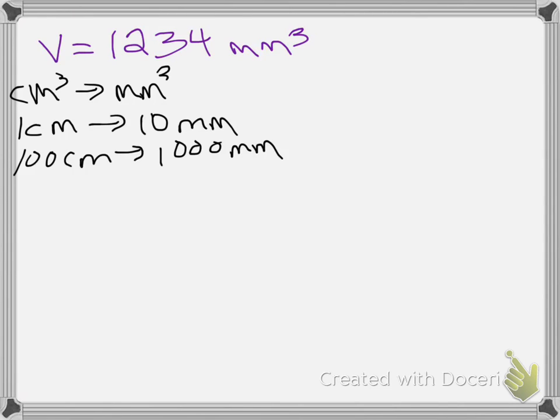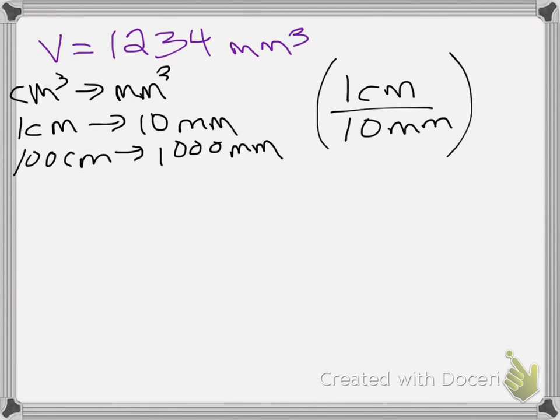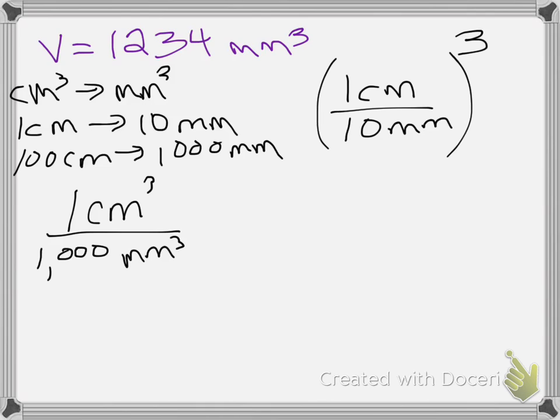Rather than having extra zeros, I'm going to simplify so that 1 centimeter is 10 millimeters. Now, to get this into cubic units, I have to cube this entire relationship. I can't just cube the units, okay? So that means 1 cubed is 1, and the unit has become centimeters cubed on the top. 10 cubed would be 1,000 millimeters cubed. So there's 1,000 cubic millimeters in 1 cubic centimeter, okay?